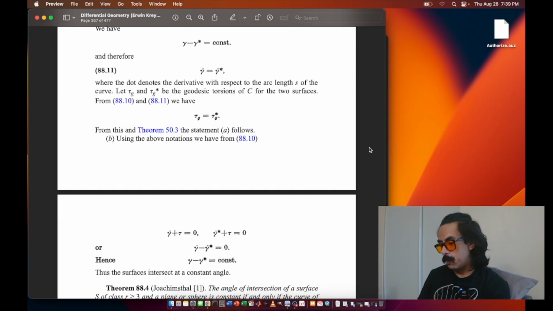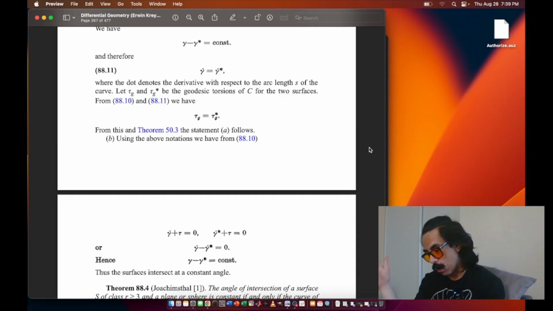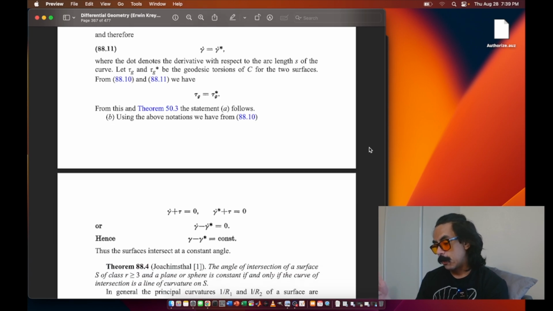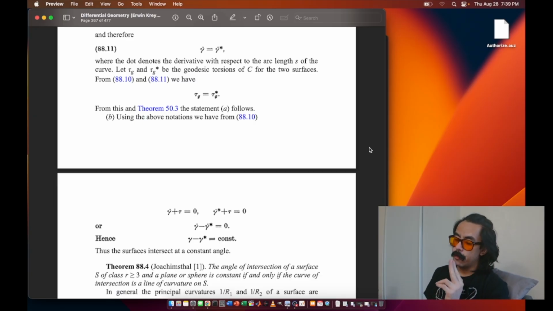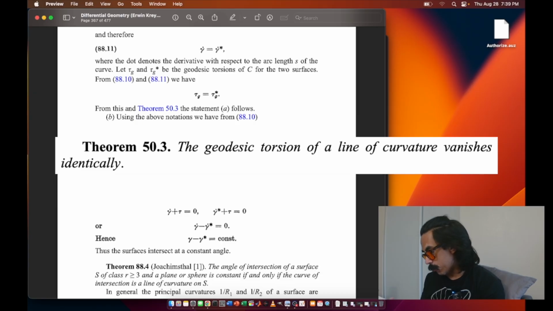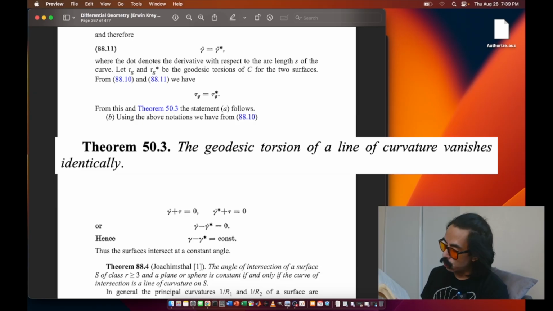Let tau sub g and tau sub g superscript star be the geodesic torsions of capital C for the two surfaces. From the relations that we have above, we thus have that tau sub g is equal to tau sub g superscript star. From this and theorem 50.3, the first statement of theorem 88.3 follows. And so to recap, theorem 50.3 states that the geodesic torsion of a line of curvature vanishes identically.